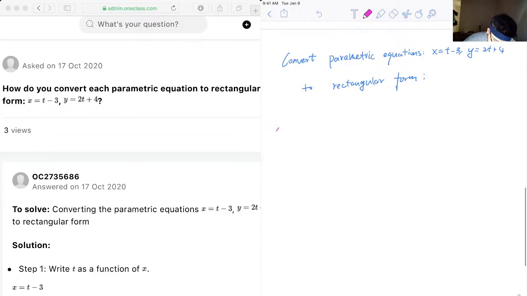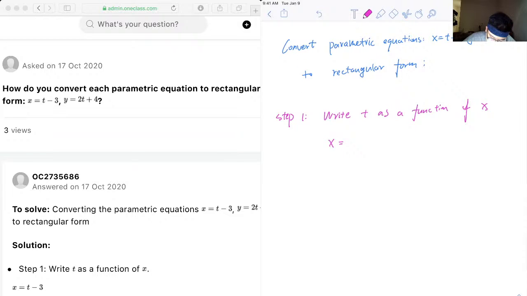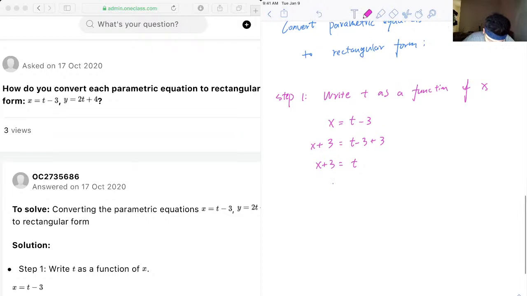So step 1, we need to write t as a function of x. Okay, so since we're given x is equal to t minus 3, we want the equation to be t equal to something. So we add 3 on both sides, so we have x plus 3 is equal to t minus 3 plus 3, which is x plus 3 is equal to t. In other words, t is equal to x plus 3.